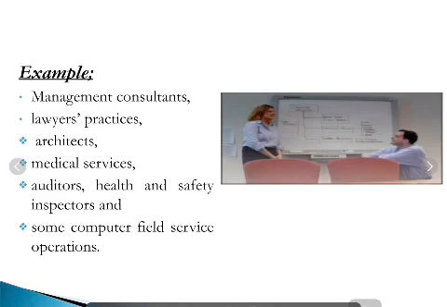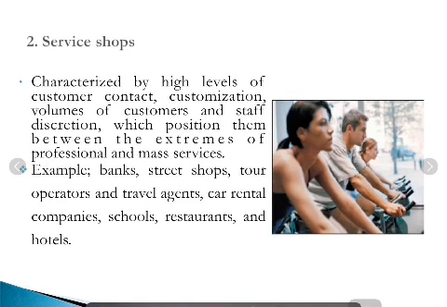So these are examples of professional service. Professional persons provide service in this corner, and we call it professional service. Second, service shops. This type is characterized by high levels of customer contact and customization, volumes of customers, and staff discretion, which positions them between the extremes of professional and mass service. So this one is between professional and the next type of process, mass services.